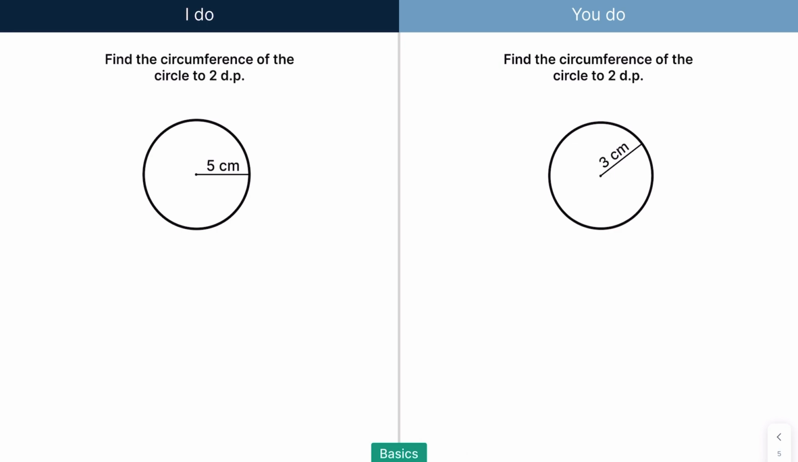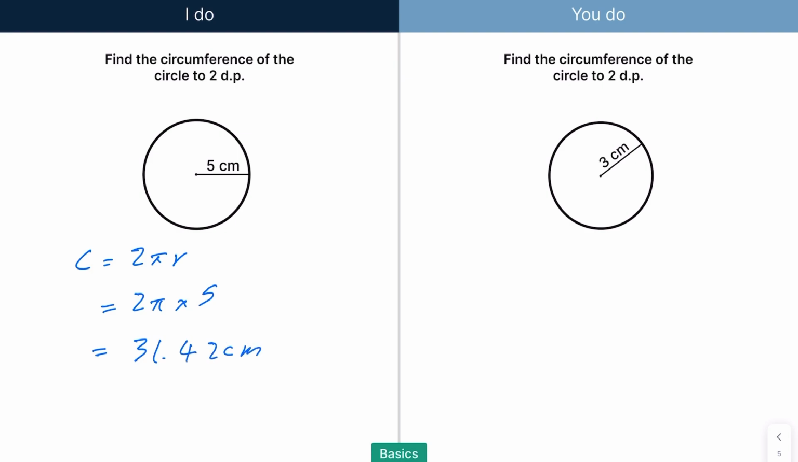So with this first question, we've been asked to find the circumference of a circle to two decimal places. Now the circumference of a circle has the formula of 2 pi r. So all we need to do is 2 times pi times the radius. And if you type that into your calculator, that'll be 2 times pi times 5. And to two decimal places, that's 31.42 centimeters.